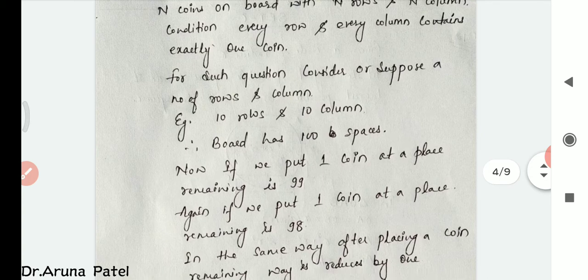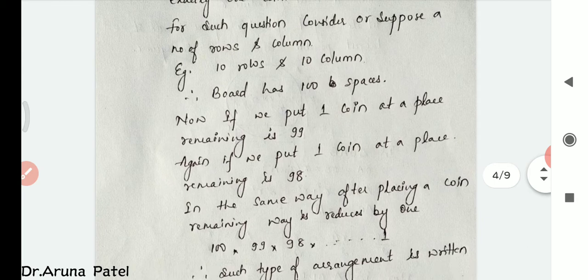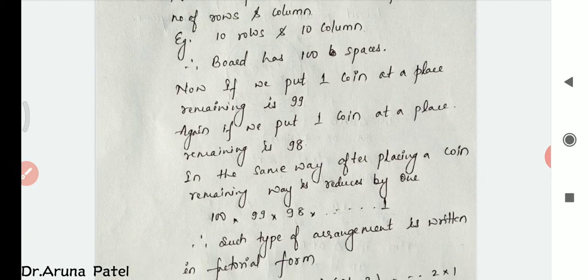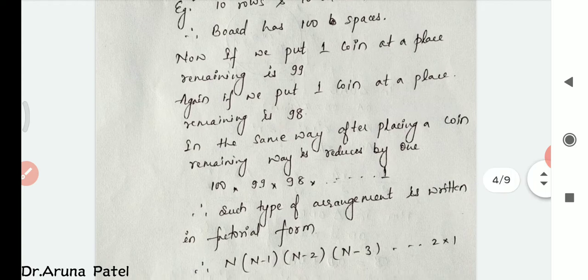So for such a question, suppose a number of rows and columns. For example, if you consider 10 rows and 10 columns, then the board has 100 spaces. Now if we put one coin at a place, the remaining is 99. Again, if we put one coin at a place, then the remaining is 98 ways. In the same way, after placing a coin, the remaining ways reduce by 1, meaning you have one less chance to place the coin. So 100 cross 99 cross 98, in the same way it goes up to 1, until the last coin has to be put, which has only one space.